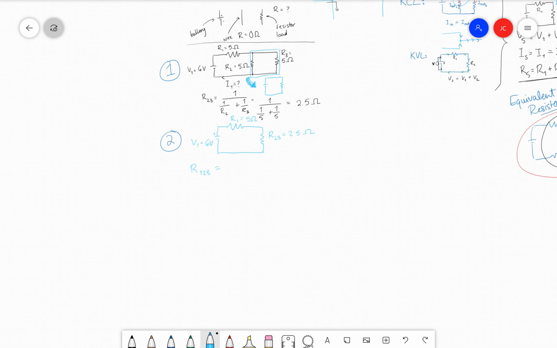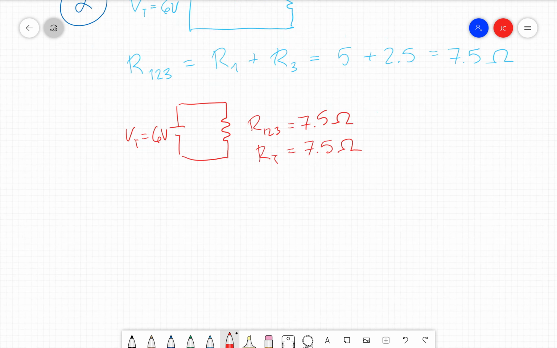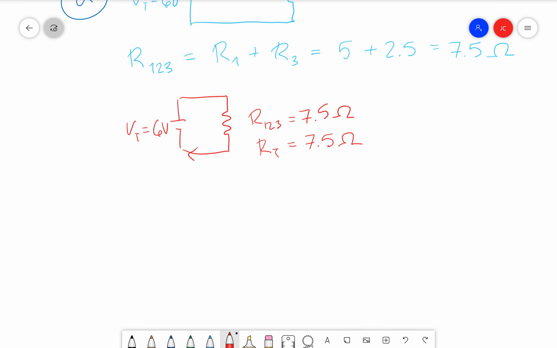Here's the new step. We now have a circuit which looks like our end goal that we really wanted, where we have a single voltage, and we know it's 6 volts, and this R123, which is equal to 7.5 ohms. And when you have one resistor, this is also RT, the total resistance. And that's the same thing as R123, because it's the only thing there, it's the total. From here, the thing we were actually trying to find originally is the total current. That was the thing with the question mark.